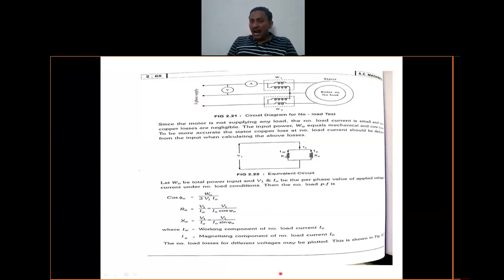Here, in this also, the same thing. This is a three phase induction motor. The outer part is the stator and the inner part is the rotor. The three phase AC supply is connected to the stator.